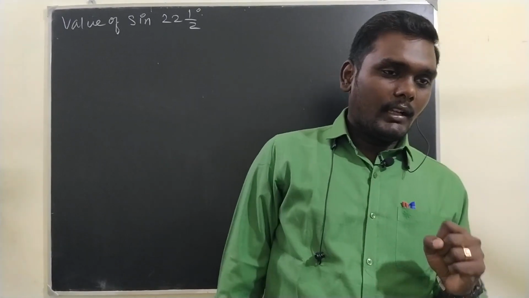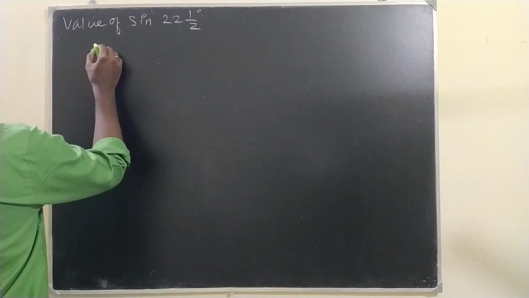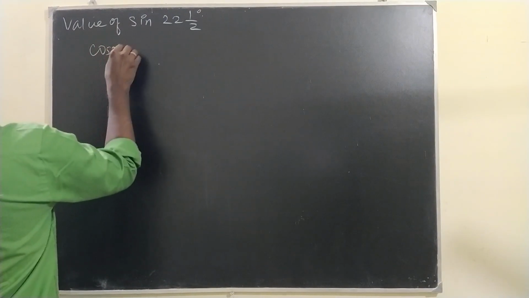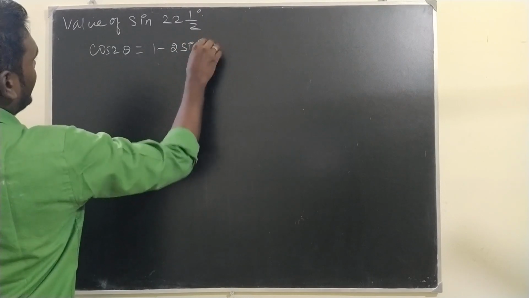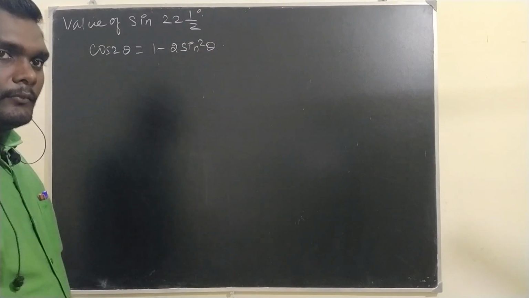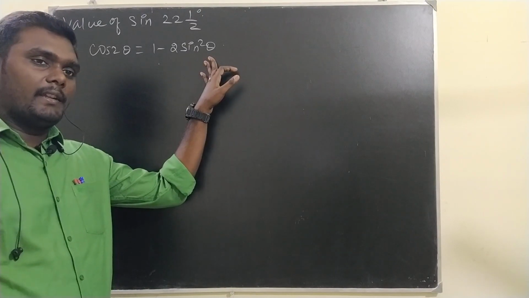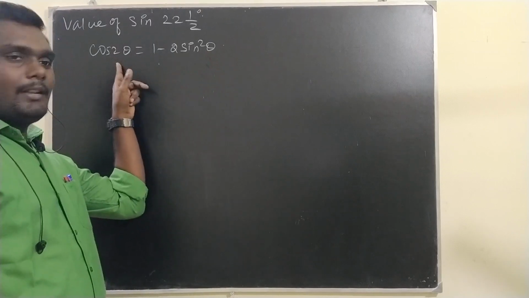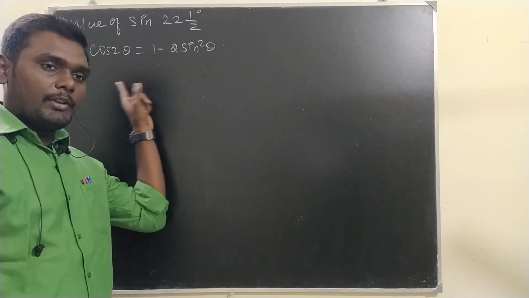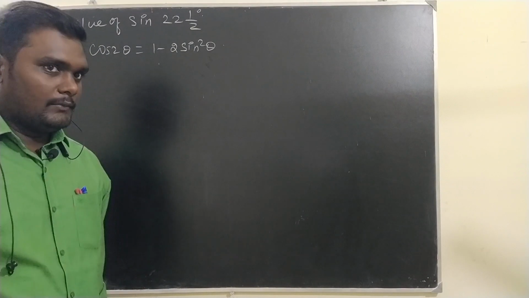What are all the ways of equating it? Right now I asked you one formula. What formula is it? Cos 2 theta equals 1 minus 2 sin square theta. Now think of it. What if we substitute theta as 22 and a half here? Here 22 and a half, here 2 theta. So 2 times 22 and a half is 45. That is it, clear?